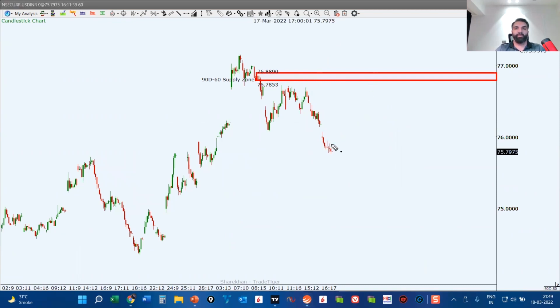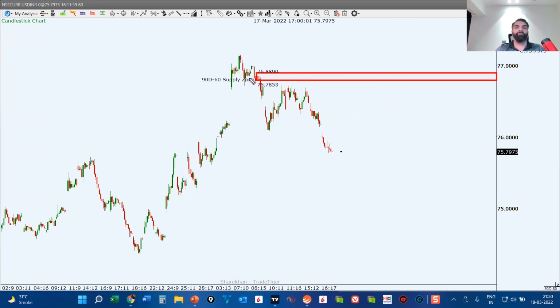So if the market does rally from this area, then we might see the market continuing its move to the downside and trying to fill all these gap levels that you see over here. And there is one more gap level over here as well, right? So this is a key area for the USD INR.